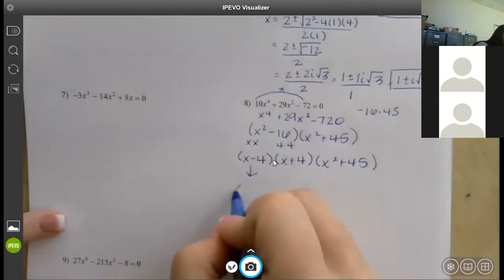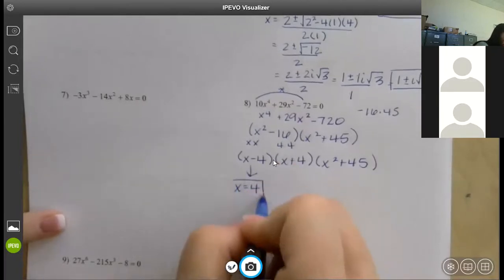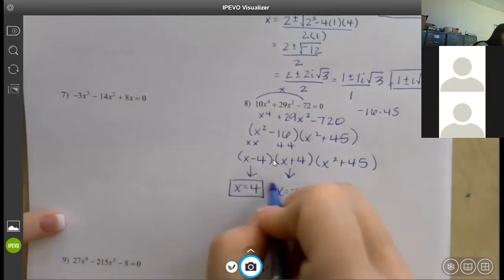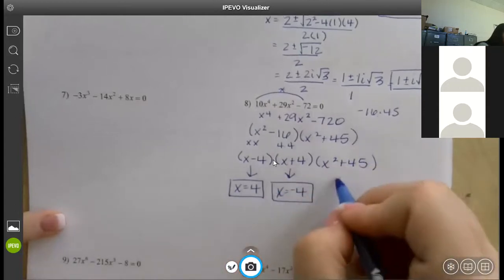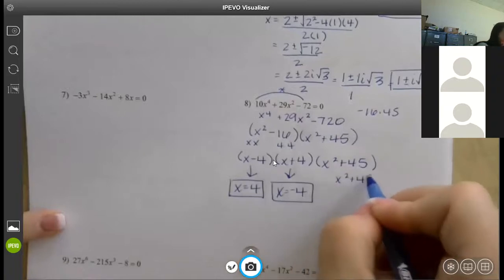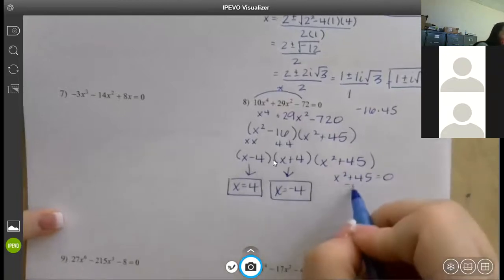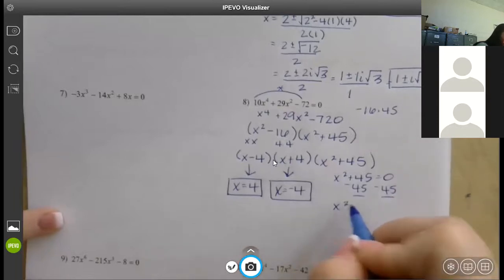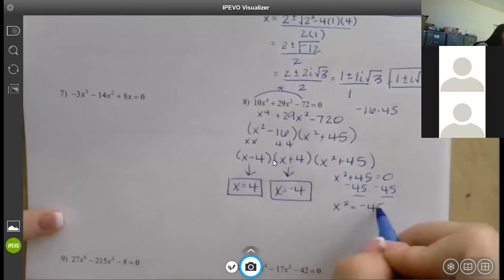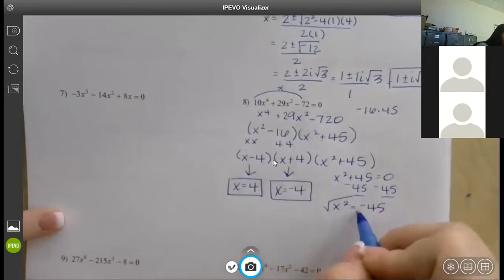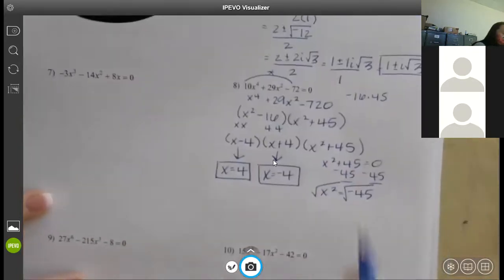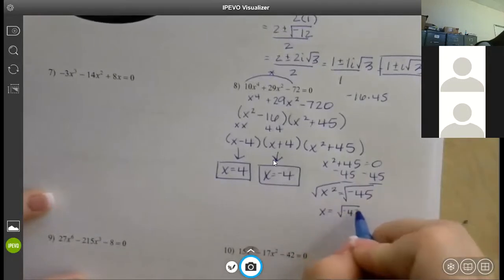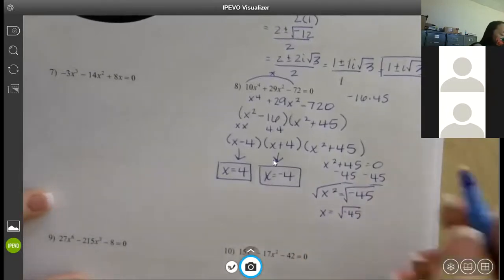This answer is just going to be a positive 4. This answer is going to be -4. And the last one you're probably going to have to work out. We're going to subtract our 45. We get x squared equals -45. So we square root it. And then I want you to clean this up. You know how to do it because we did it in quadratic formula.